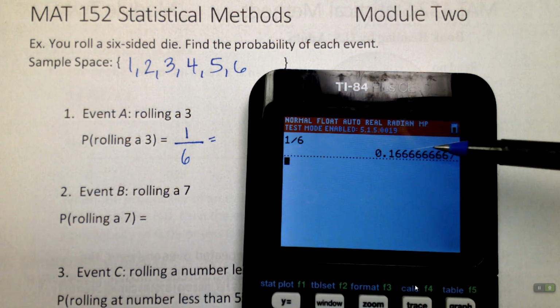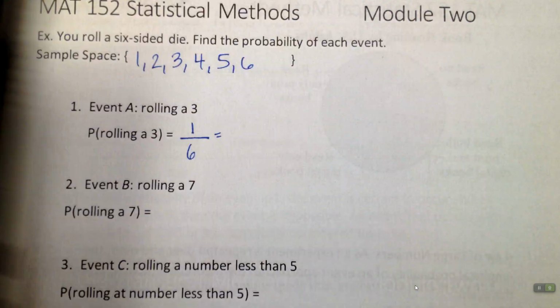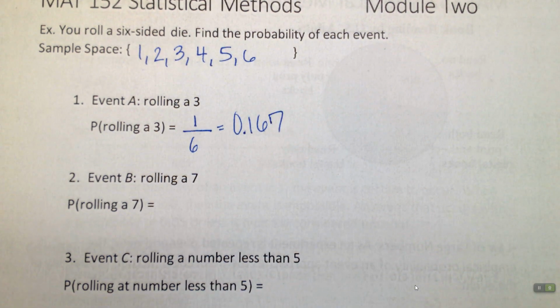This is a repeating decimal, but we don't want the bar on top. We want to round to 3 decimal places. So 1, 2, 3. The 6 is going to become a 7 because of that 6. If you need some rounding rule tips, let me know. I'll send some to you.